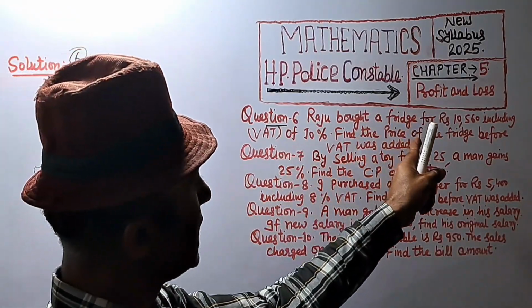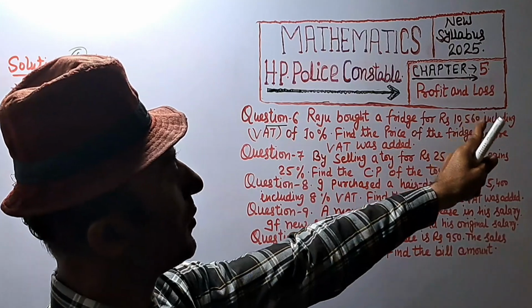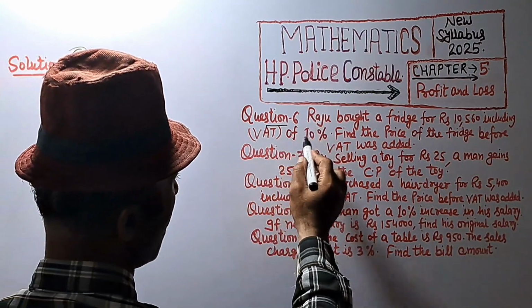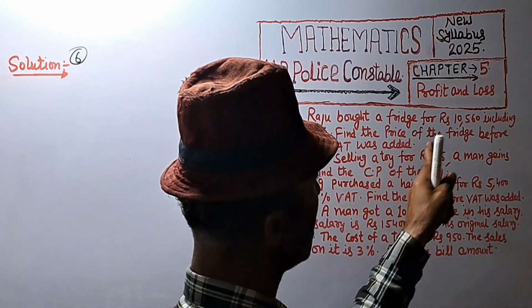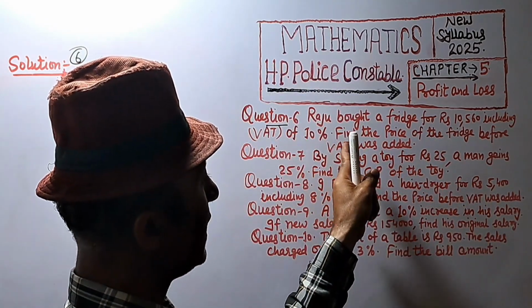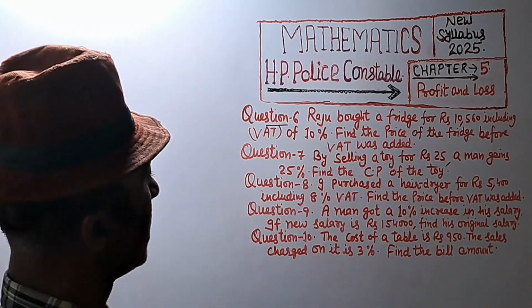Raju bought a fridge for rupees 10,560 including value added tax of 10%. Find the price of the fridge before value added tax was added.